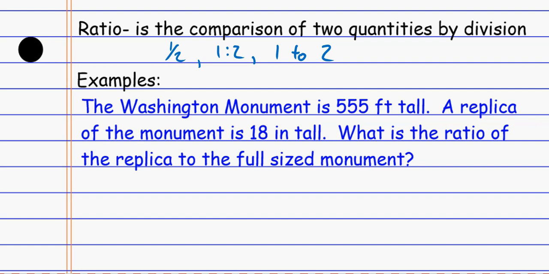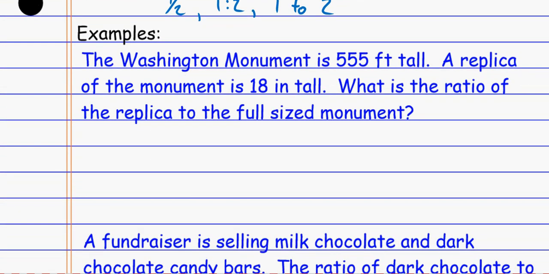For example, if I look at something like this, it says the Washington Monument is 555 feet tall. A replica of the monument is 18 inches tall. What is the ratio of the replica to the full-size monument? And notice the wording there, it wants the replica to the full-size monument. So I want to write the dimensions of the replica first. So I would say 18 compared to 555. And it's important to include the units here, especially when they're different.